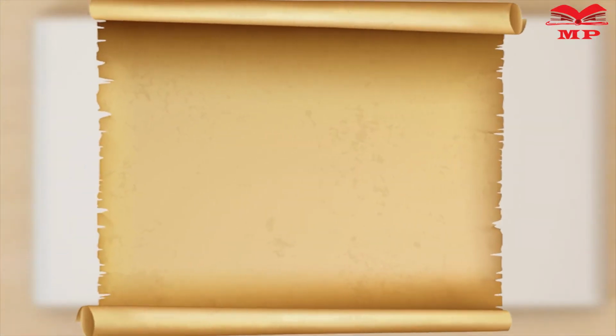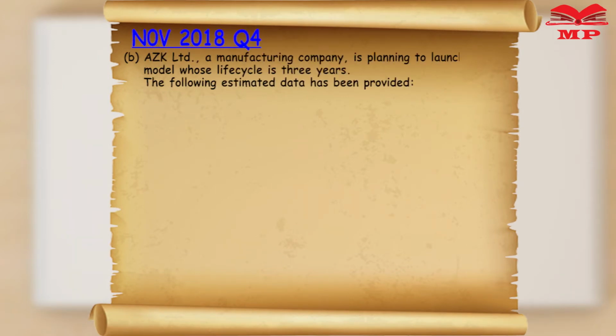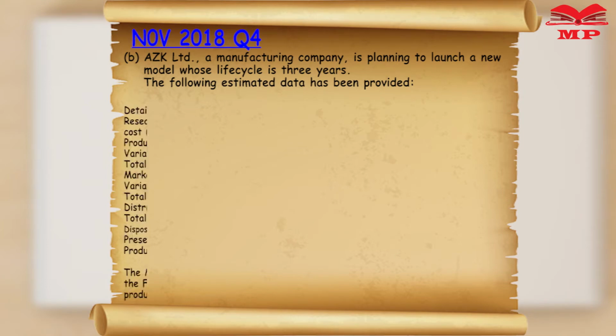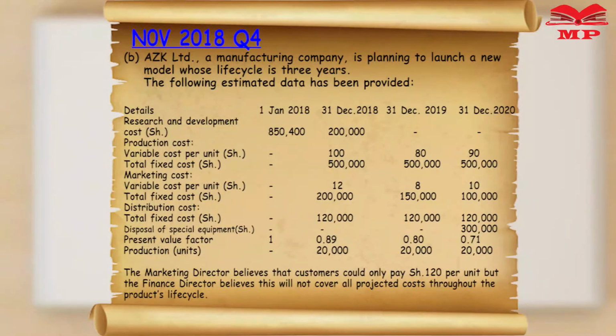Then part B. The question reads that AZK Limited, a manufacturing company, is planning to launch a new product model whose life cycle is 3 years. The following estimated cost has been provided. We have details: 1st of January 2018, 31st December 2018, 31st of December 2019, and 31st of December 2020.